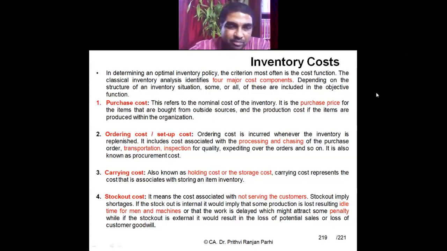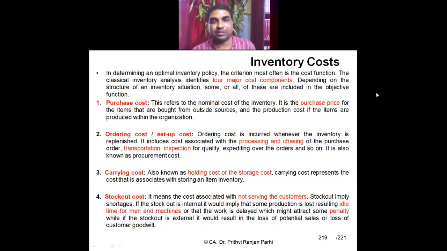Is it not? So one important relationship here you have to understand: the relationship between ordering cost and carrying cost. Ordering cost means every time when you place an order, you have to incur some ordering cost. So if you want to reduce the ordering cost, what can you do? You can reduce the number of orders. Is it not? If you are planning to reduce the number of orders, that means order size should be bigger.